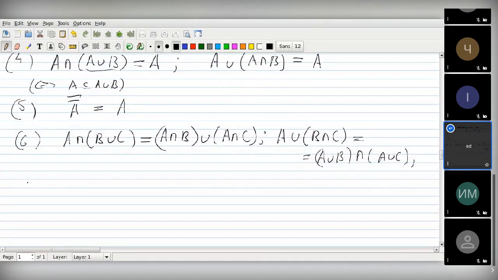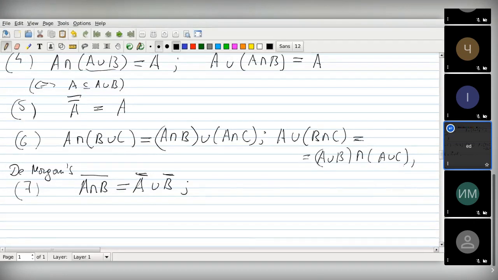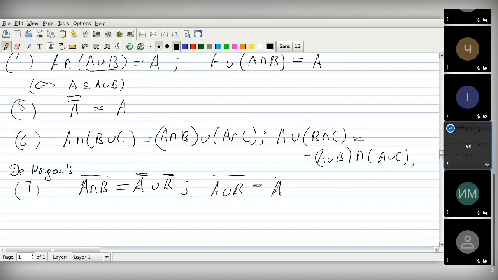De Morgan's laws. The complement of the intersection equals the union of the complements. Just that. The complement of the union equals the intersection of the complements. Constants.